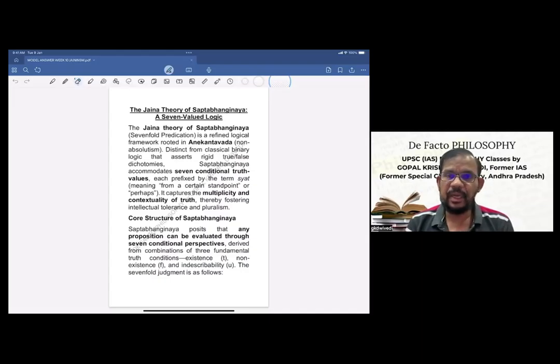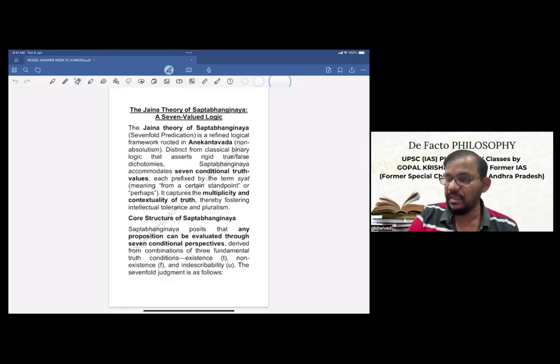Now, as is clear that this is sevenfold logic, it is different from classical binary logic. Classical binary logic is either something exists or doesn't exist. So yes or no, that is binary logic. True or false, yes or no, existence or non-existence. This is binary logic basically. But here it's sevenfold logic. So 7 conditional truth values basically.